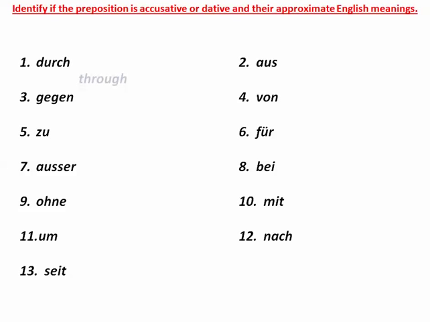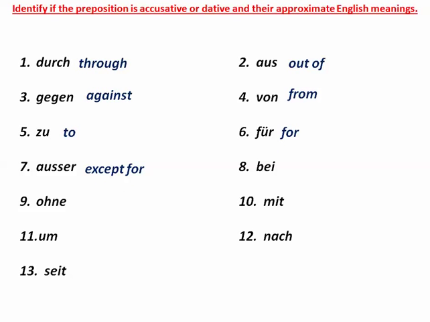Nummer eins, durch, through. Nummer zwei, aus, out of. Nummer drei, gegen, against. Nummer vier, von, from. Nummer 5, zu, to. Nummer 6, für, for. Nummer 7, außer, except for. Nummer 8, bei, at. Nummer 9, ohne, without. Nummer 10, mit, with. Nummer 11, um, around. Nummer 12, nach, after. Und Nummer 13, seit, since.